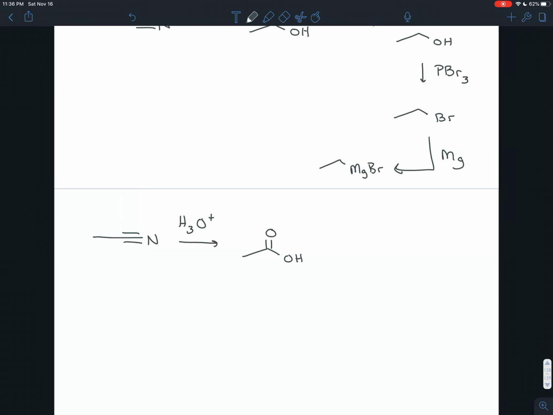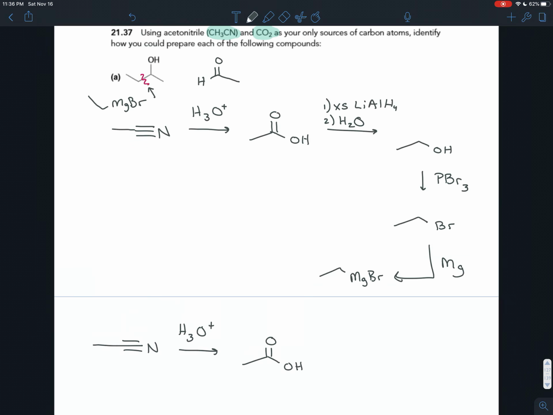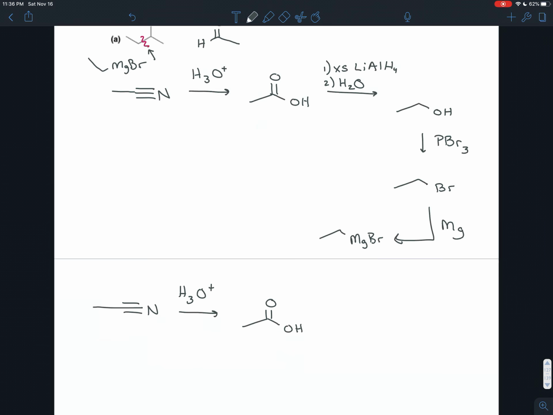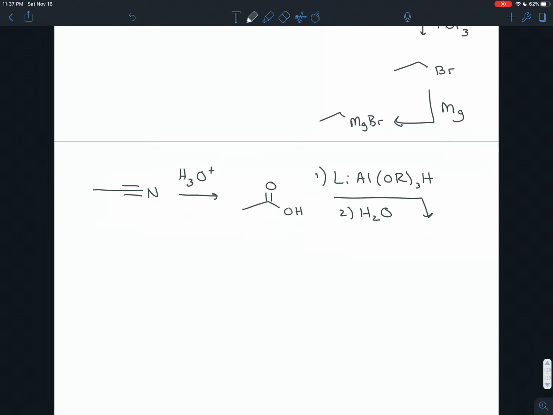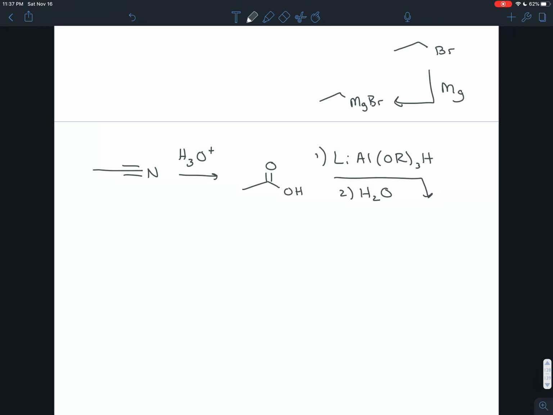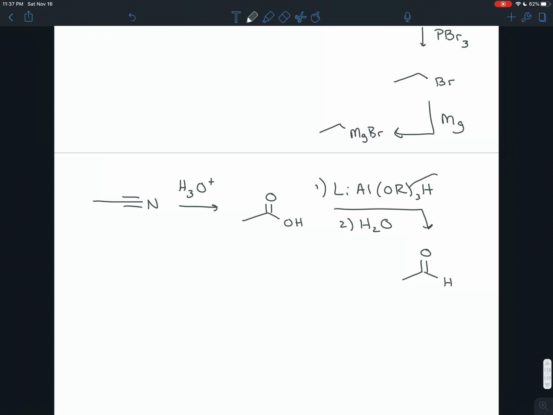Now, if you use lithium aluminum hydride, it will reduce it all the way down to the alcohol, just like it did here. So instead, we'll use a weak reducing agent, and we've seen this one several times before. It's a lithium aluminum trialkoxy hydride, followed by water. And what that does is that takes the carboxylic acid down to the aldehyde. It only adds 1 equivalent of the hydrogen.